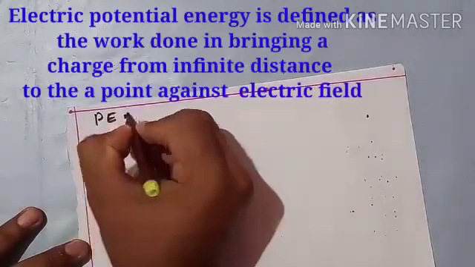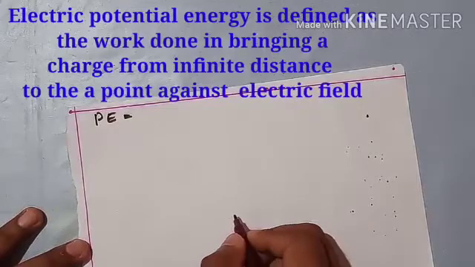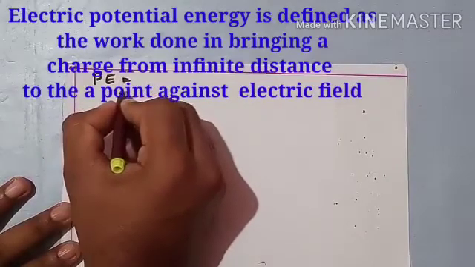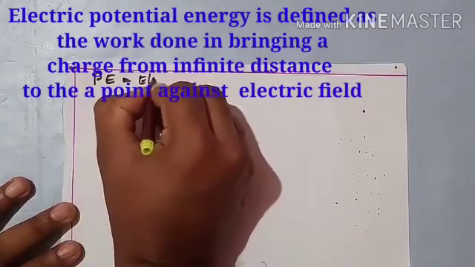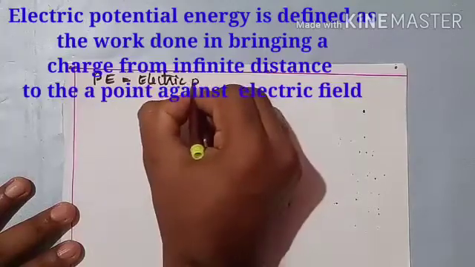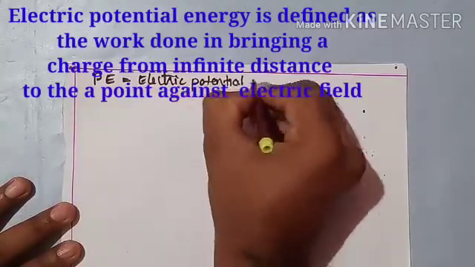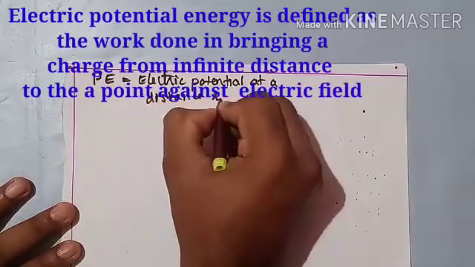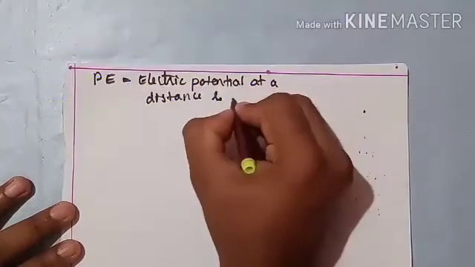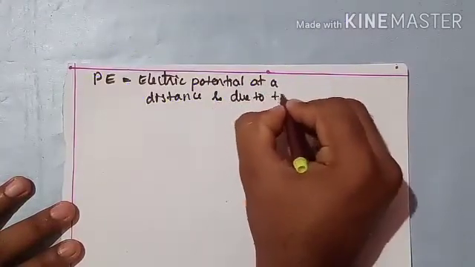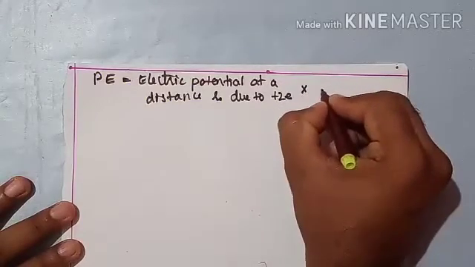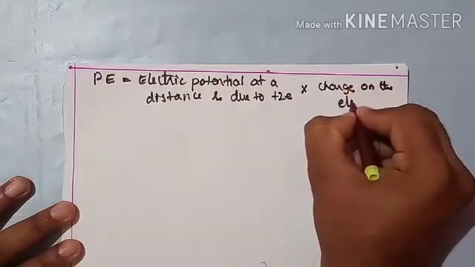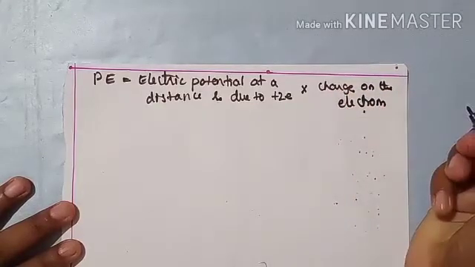The potential energy is due to the presence of charges on the nucleus and the electron. In the second chapter, you will get the definition: the potential energy is equal to the electric potential at a distance r due to plus Ze into the charge on the electron.